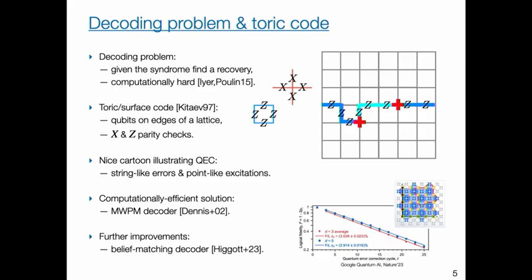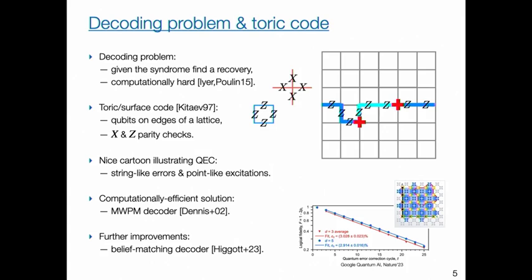And as we heard in the talk earlier today, the minimum weight perfect matching decoder, or some modifications of it, are not only visually pleasing and mathematically pleasing, but they have practical ramifications. They are used, for instance, in the Google experiment where they scale up the surface code.